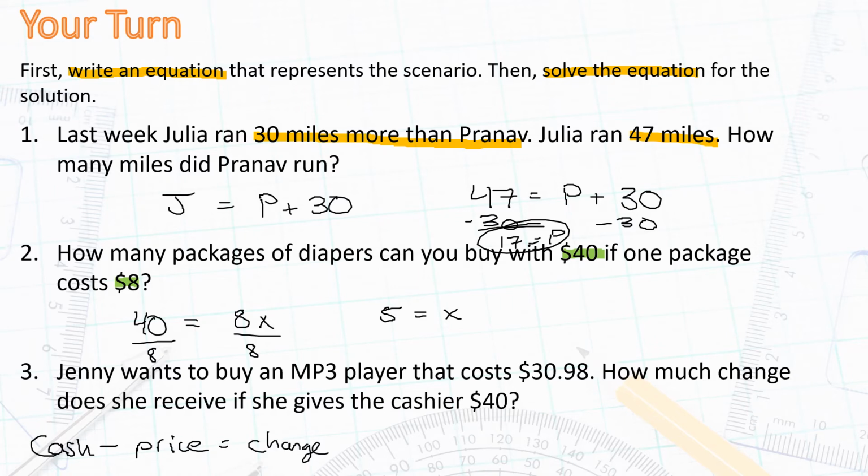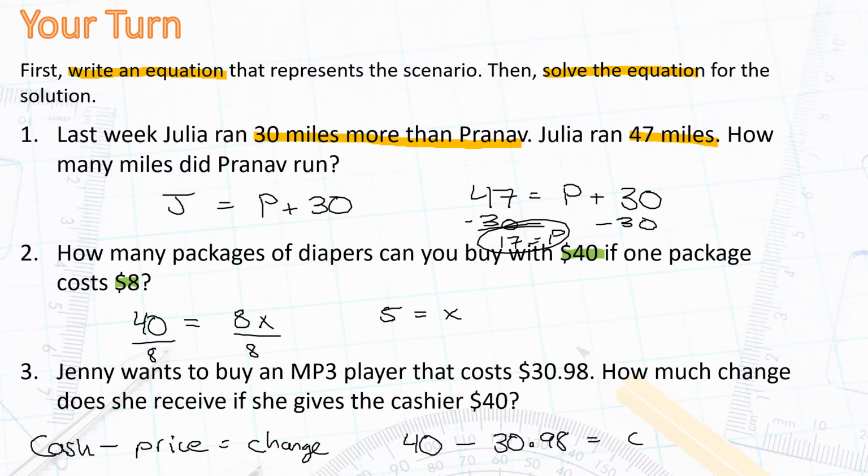So how much cash you hand over, take away the price of the item, and that would tell you how much change it is. Or you could say change left over plus the price would equal the cash we started with. We had a question like that earlier. But we are being asked to find the change in this case, so we would have $40 cash minus $30.98 is equal to the change. And I guess we should just call that C. So C for change.